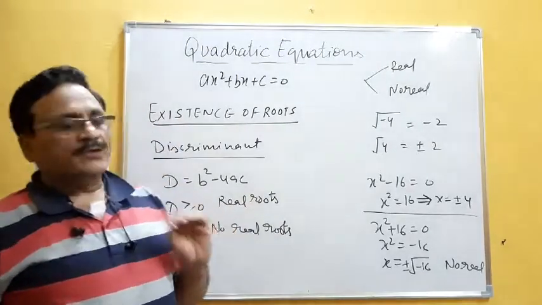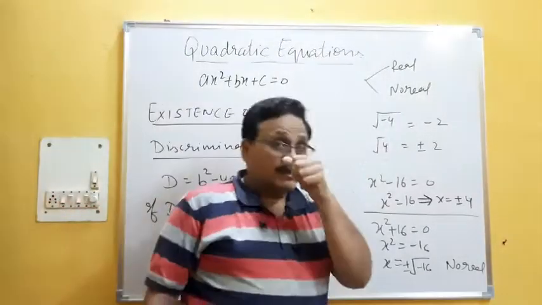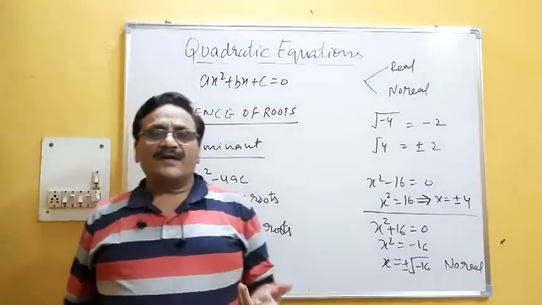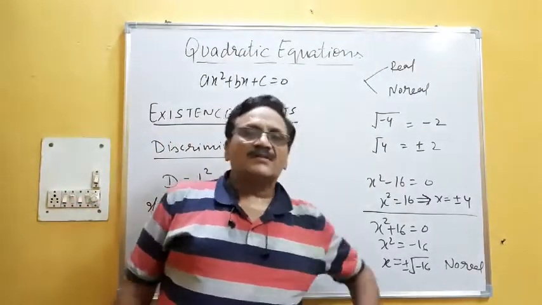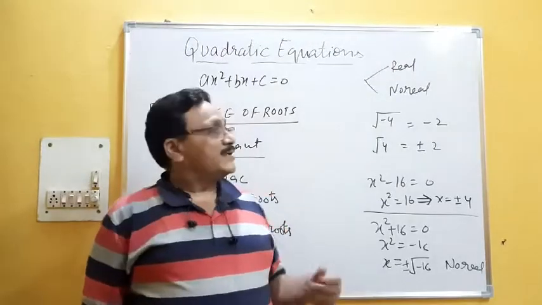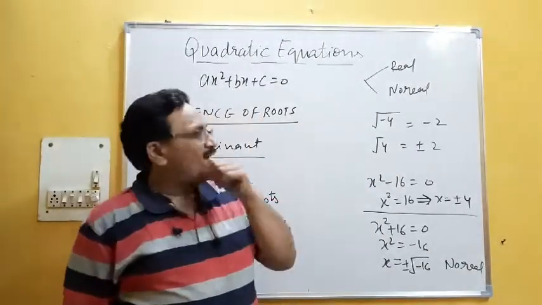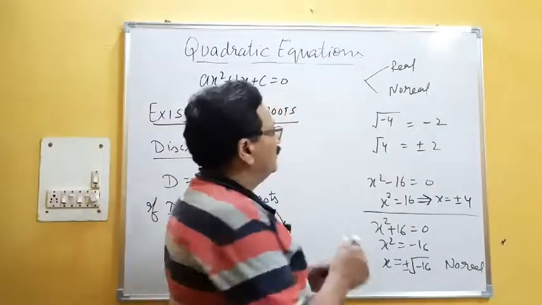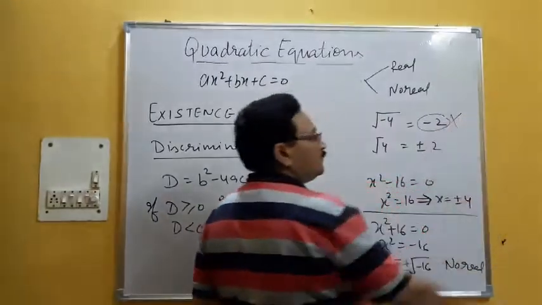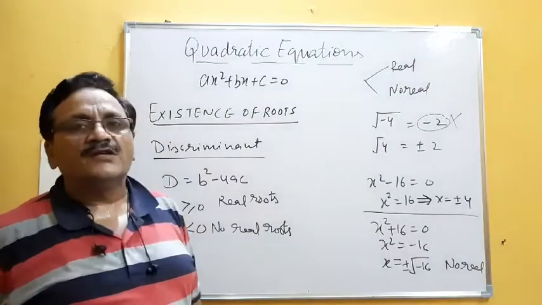First of all, I ask you a simple question: what is the meaning of under root minus 4? Generally, if I ask this question, students hurry and give the answer minus 2. Most of the students say that. But this is the wrong answer. This is not true, because under root minus 4 is not equal to minus 2.